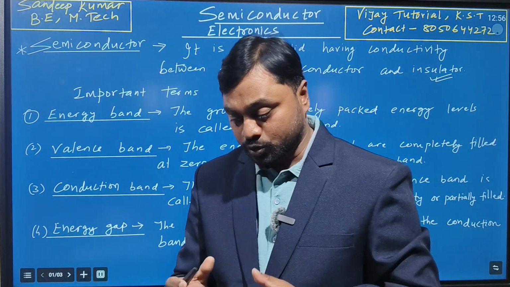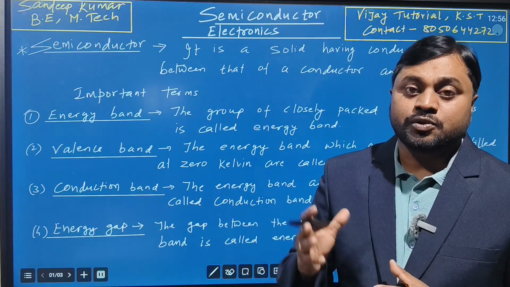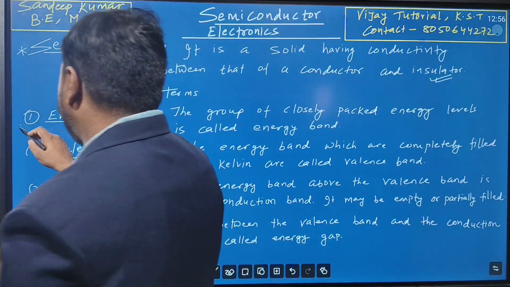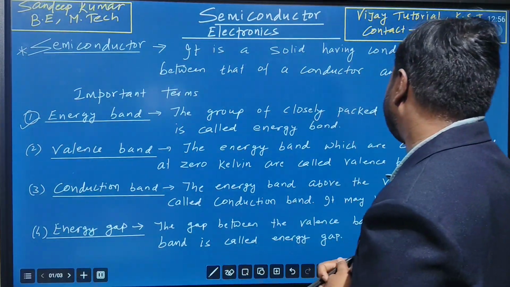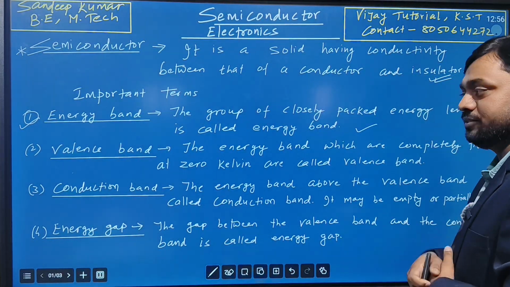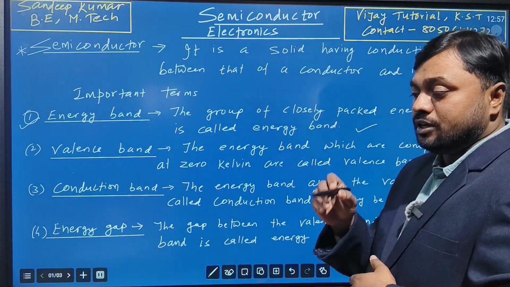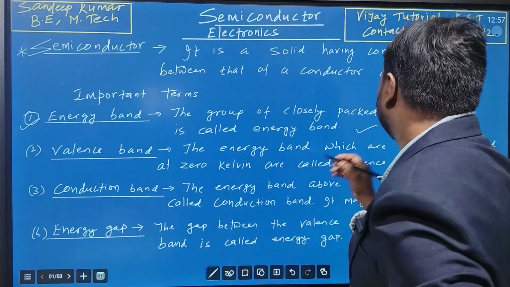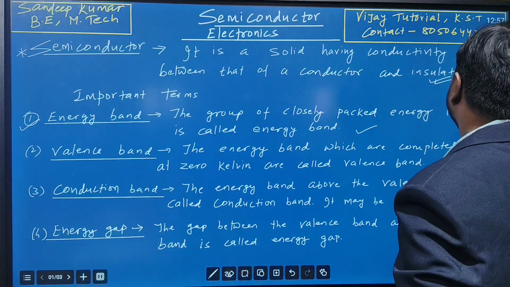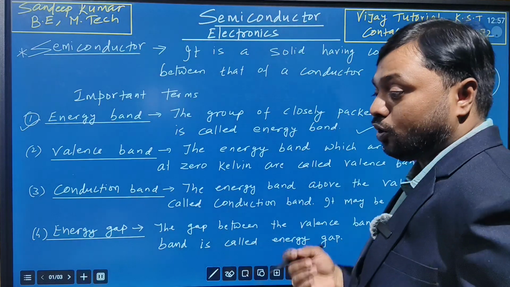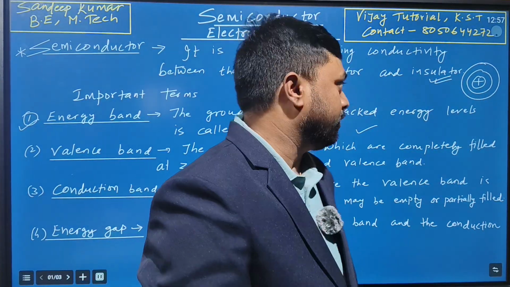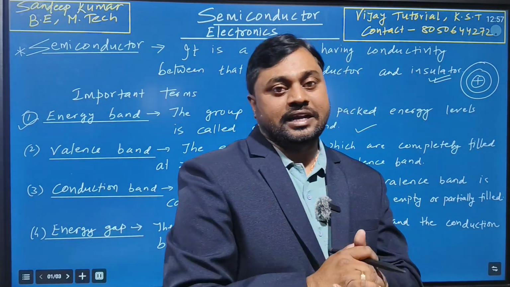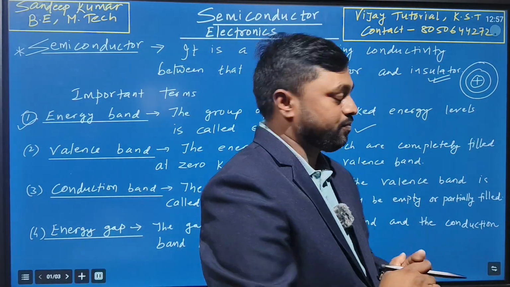So to understand these concepts, a few important terms are there that you should know. Energy band: the group of closely packed energy levels is called an energy band. What happens in case of an atom? An atom contains a nucleus in the center, yes or no, and electrons are revolving around the nucleus in a circular path, that is called a shell or orbit, yes or no. So a group of closely packed energy levels is called an energy band.